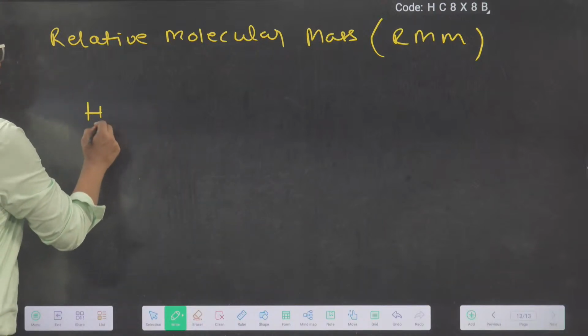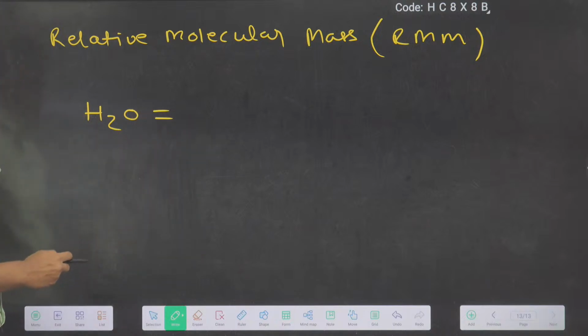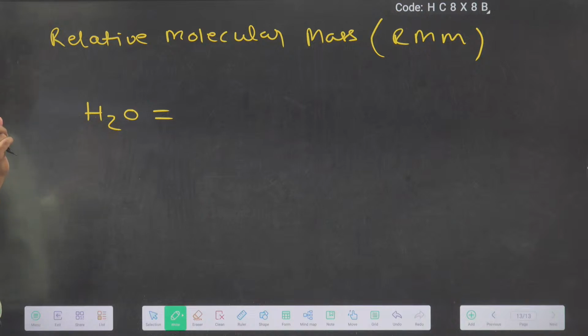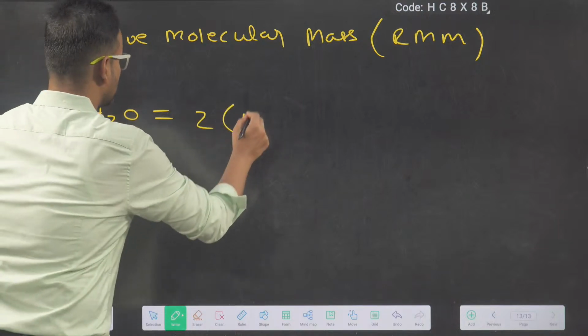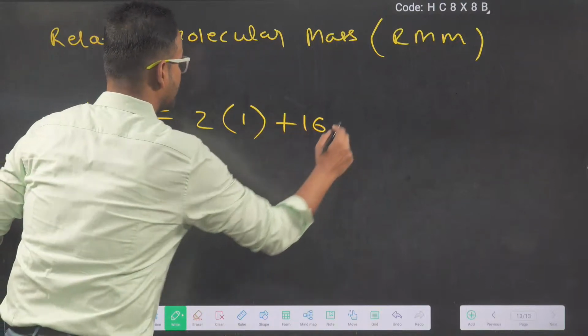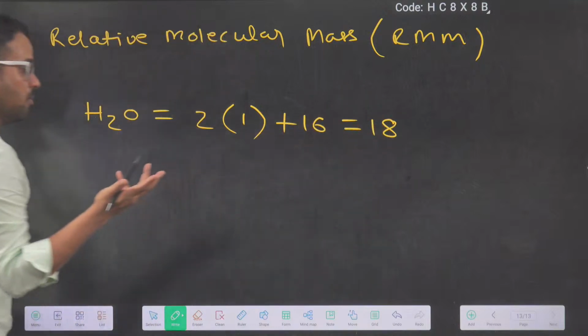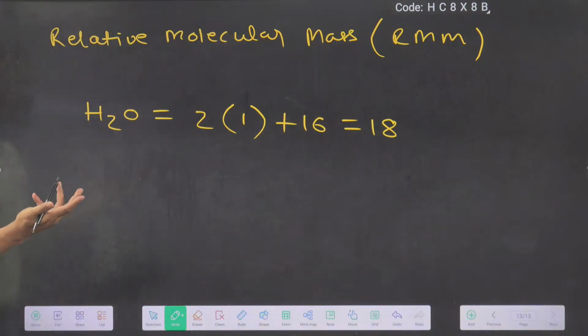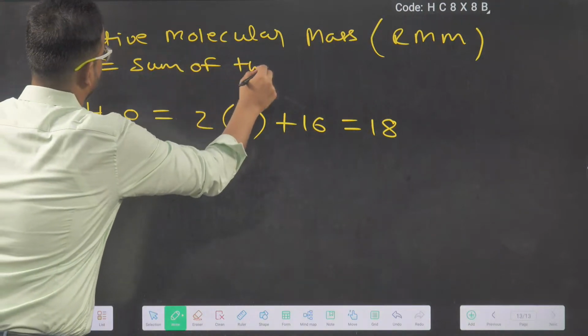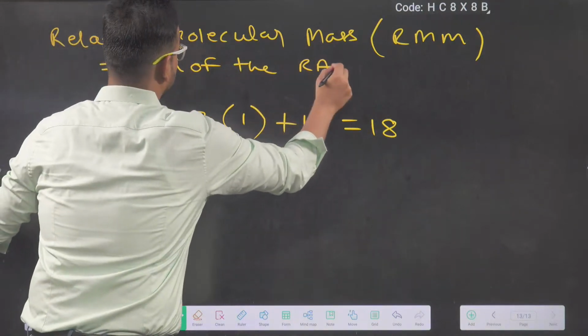So if you talk about H2O, you have 2 hydrogens. Hydrogen RAM is how much? 1. But 2 hydrogens are there. So 2 into 1. And 1 oxygen is there. Oxygen RAM is how much? 16. So how much is this? 18. Bas. Molecular mass is nothing but the sum of atomic mass. That's it. Relative molecular mass is equal to the sum of the RAM, relative atomic mass.